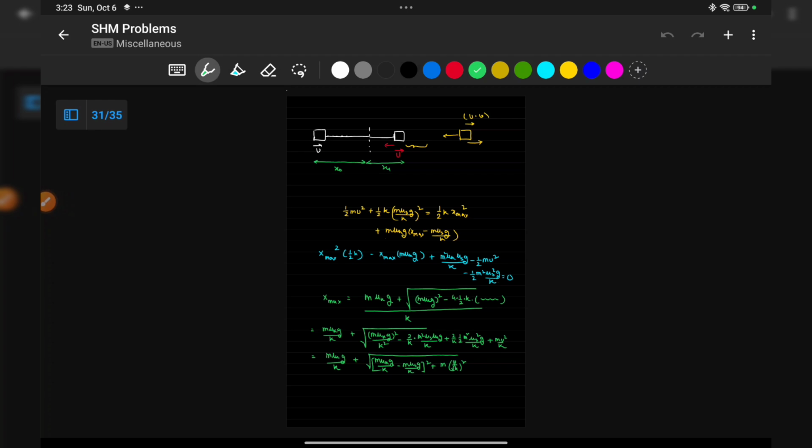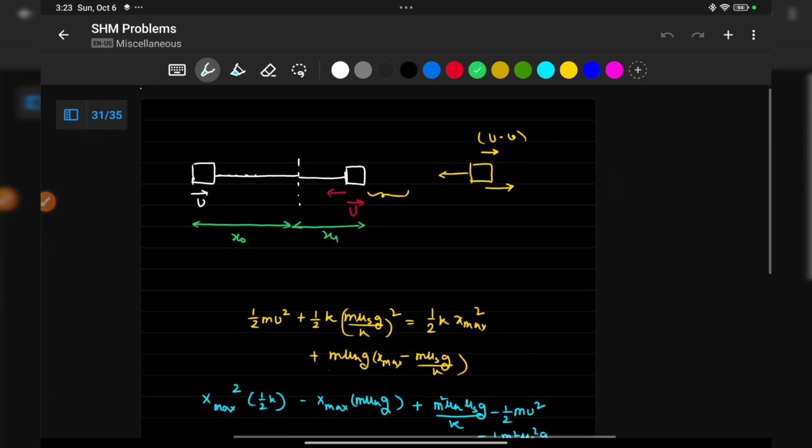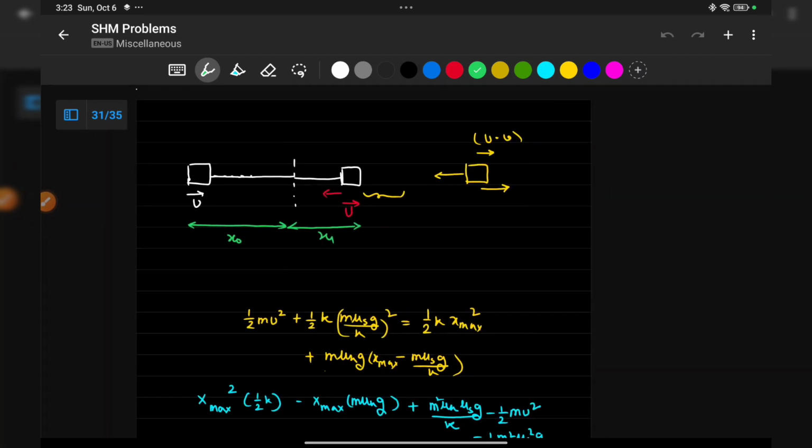So now, what will happen? Suppose the block has moved to this x1. Okay, so this image is slightly misrepresenting. I will just delete this image. I will draw an image for you. There is the block, and the block is moving towards this. This is the mean position. Suppose here it is having a velocity u. Yes, it's decreasing, but it's having the velocity u now.